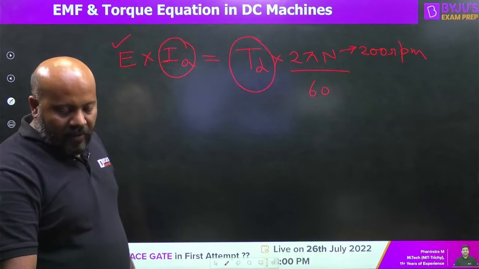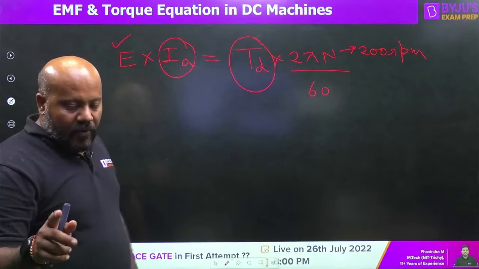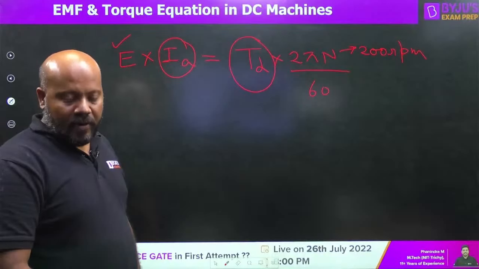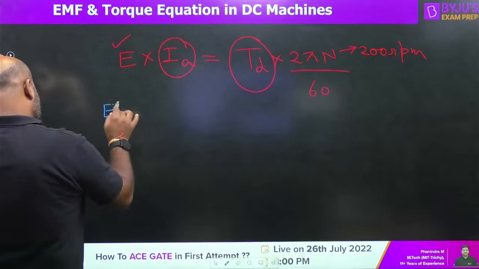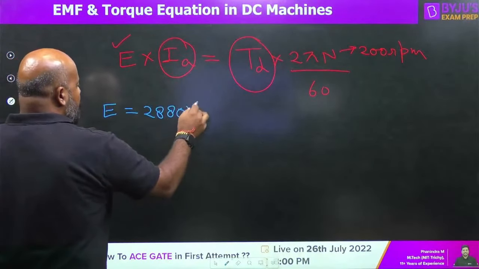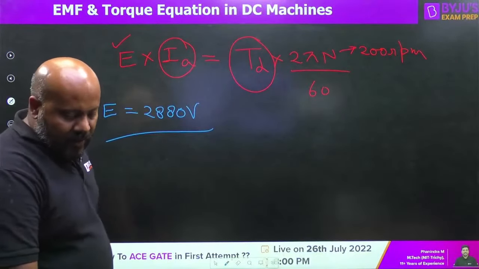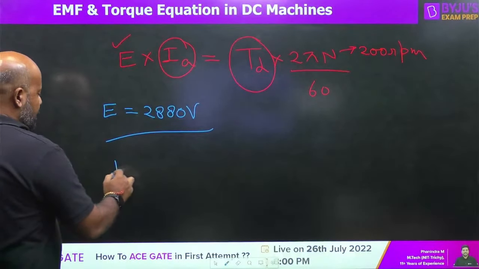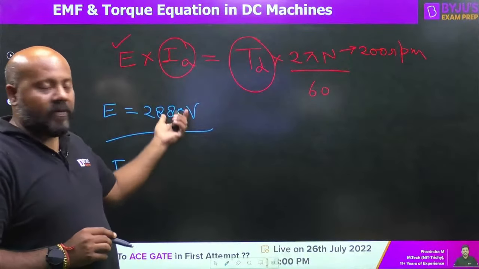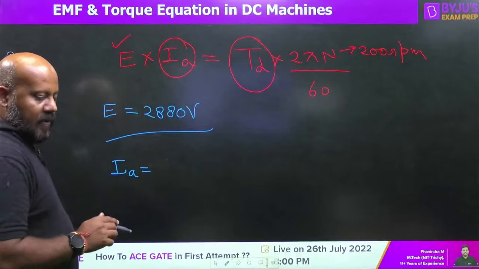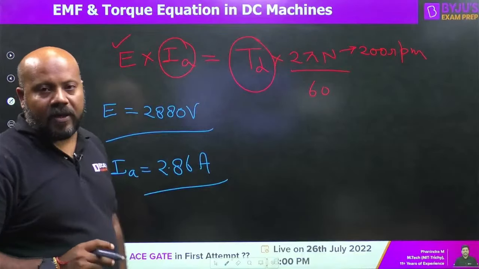Let me tell you what value I am getting here. If you solve it correctly, I am just giving you some reference values so that you can do it. The EMF induced is coming as 2880 volts. The armature current you must be getting as, there is one more twist in this problem. I will tell you how to calculate because the armature resistance is not given directly. Please wait. 2.86 amperes is the armature current you will be getting.